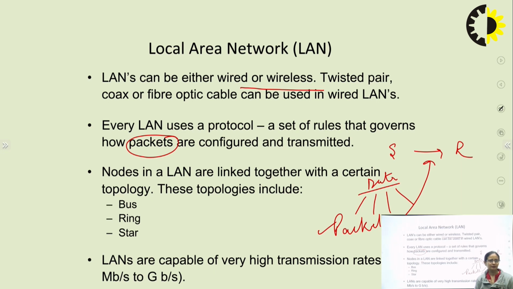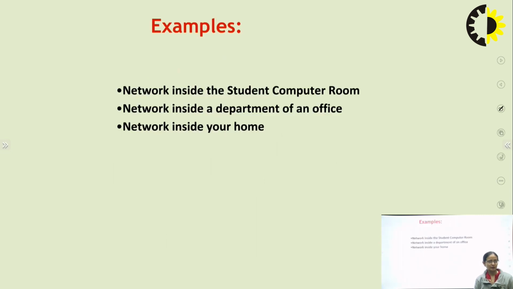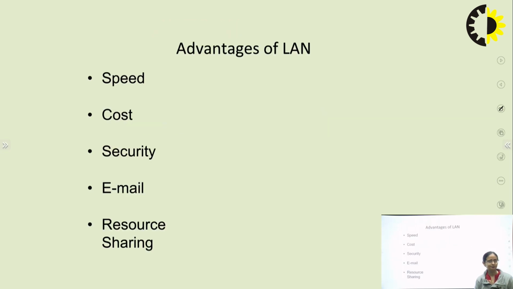Nodes in a LAN are linked together with a certain topology. That is how the interconnectivity is done in the LAN. It could be a bus, ring, or star. LANs are capable of very high transmission rates, as we have seen earlier. So this is just a simple example of a LAN. Here we have various nodes connected among themselves, and if you look at the figure, this is an example of a wired network. Examples are a network inside a student computer room, inside a department of an office, or inside your home.